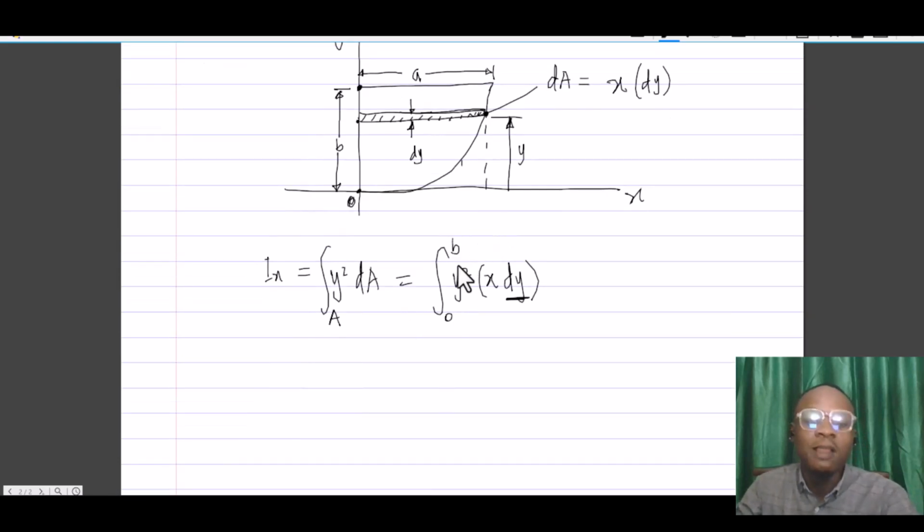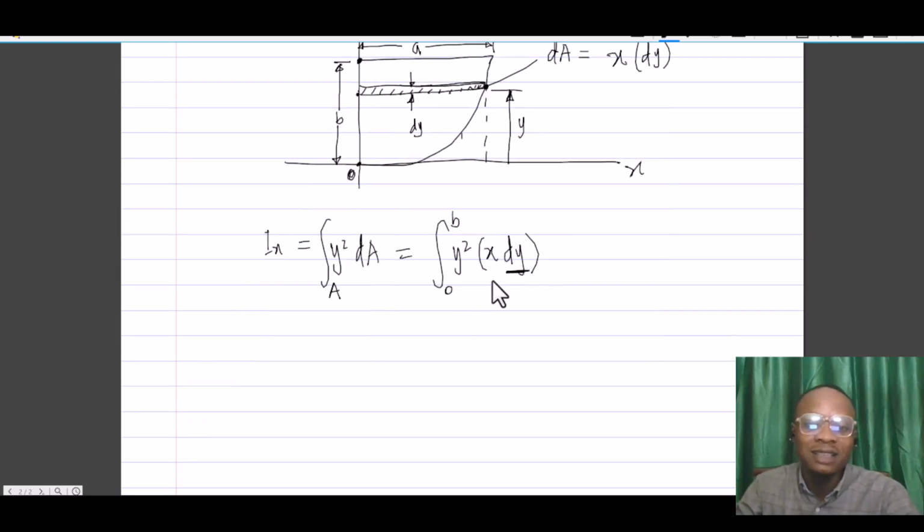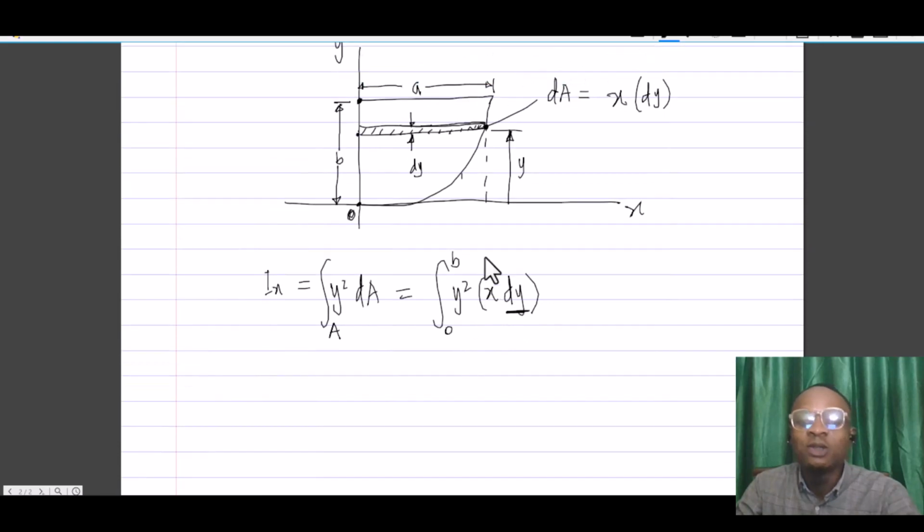So we're good to go now. The only thing still disturbing us here is x. We know x is not a constant, so we cannot possibly move it out of the integral sign.